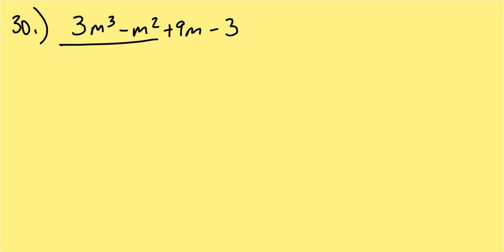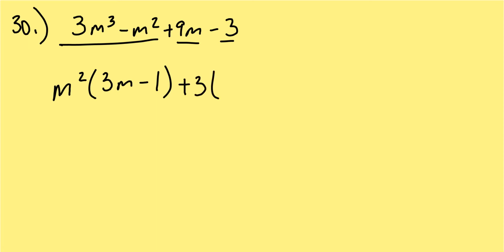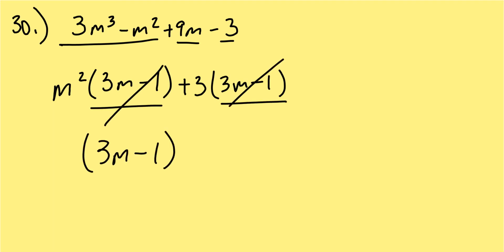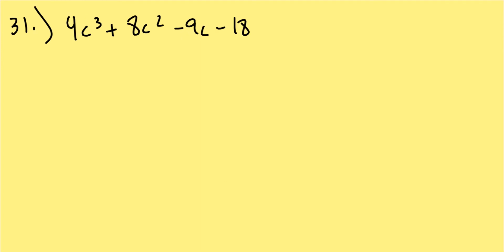Once again, I'm going to factor by grouping. I like the first two. I pull out the m squared, and I'm left with 3m minus 1. I pull out the 3, which gives me 3m minus 1. The parentheses match, so I'm left with 3m minus 1, and whatever's left over is m squared plus 3. Once again, that can't be broken down anymore, so that's my final answer.